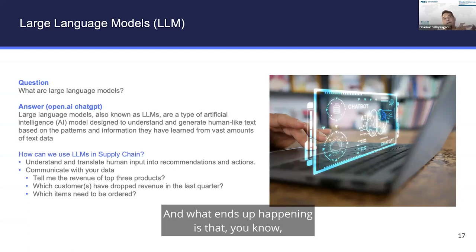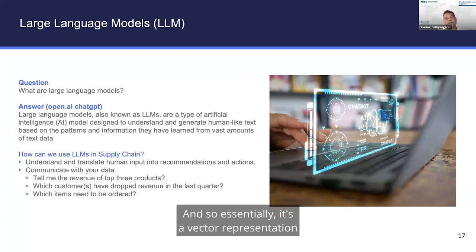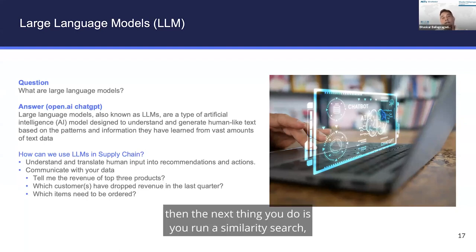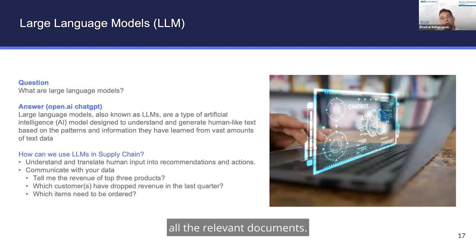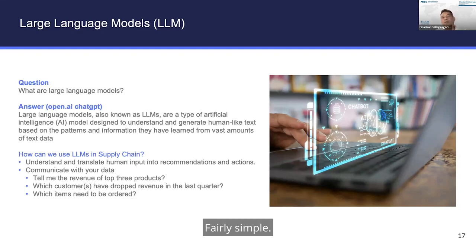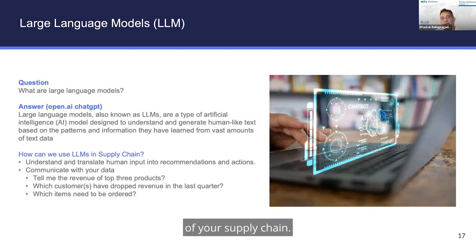and what ends up happening is that the documents are then vectorized and converted into embeddings. Essentially, it's a vector representation of the documents. And once that's done, the next thing you do is run a similarity search, which returns all the relevant documents, and then you use that as context to be able to query it. Fairly simple, and you can use this for asking the standard questions of your supply chain.